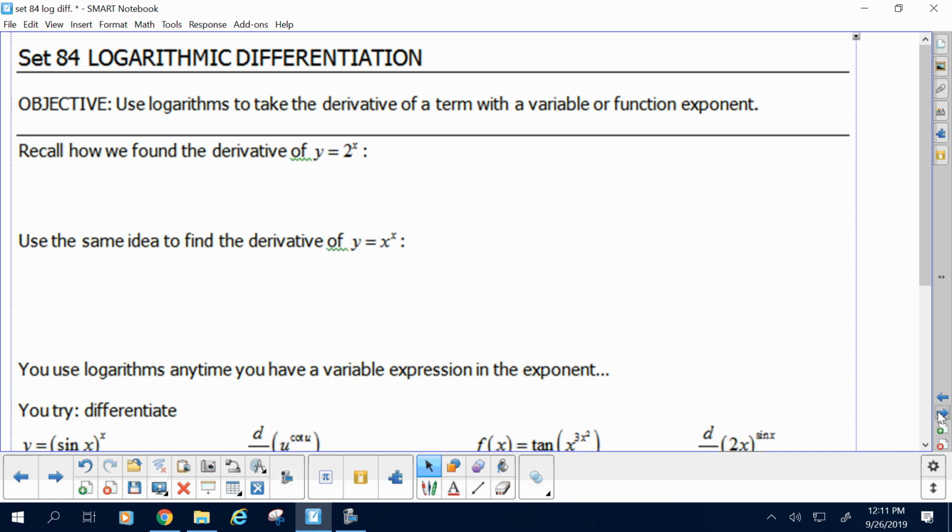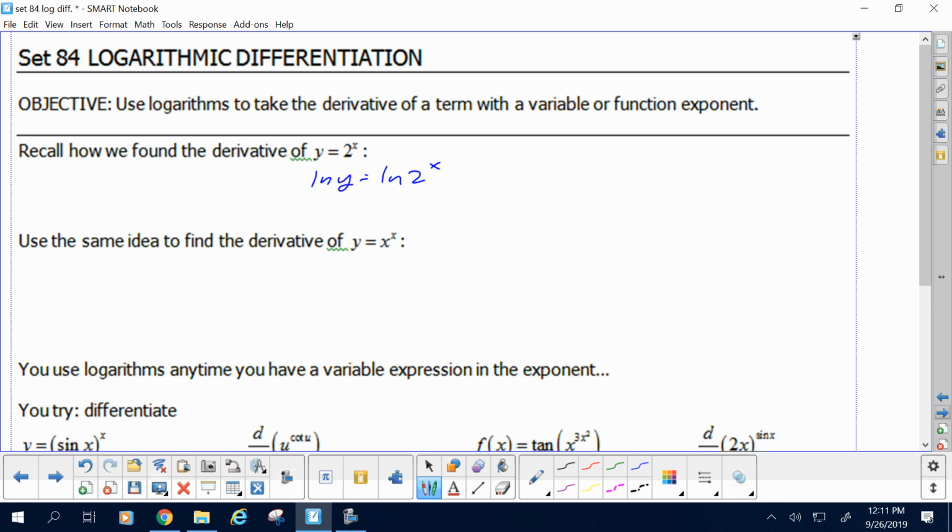So here we go. Logarithmic differentiation is a way to make your life easier. And it's actually very consistent with what we've already done. Remember how we took the derivative of 2 to the x before you memorized it? How did you do it? Change the base. You took a log. That's true. We took a log of both sides.